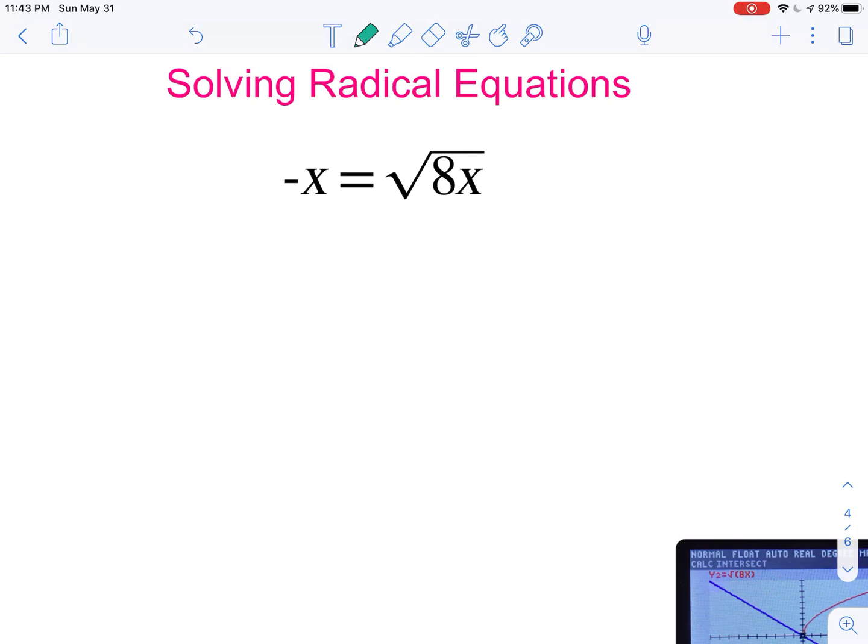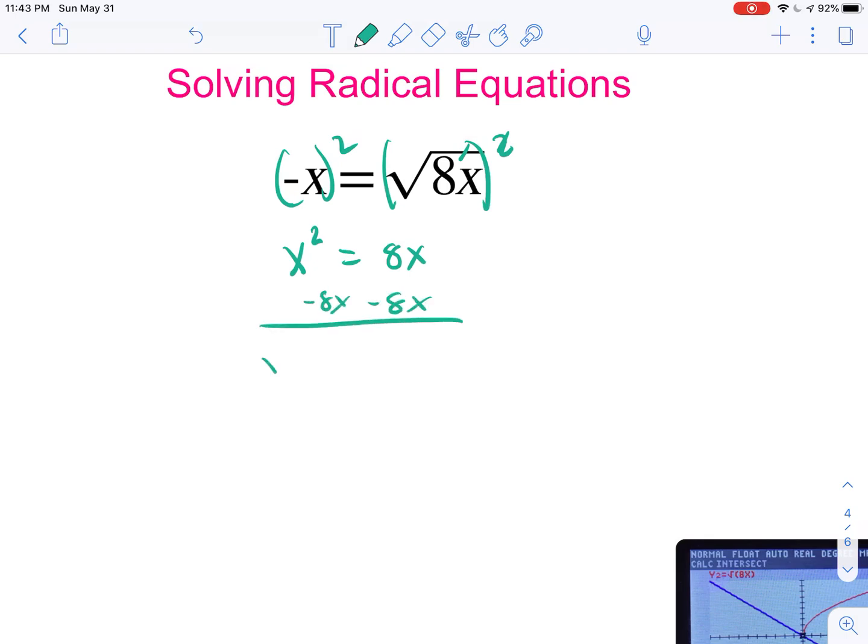So what do we need to do here? We need to isolate our radical. That's done for us, right? So we now square both sides. On this side, it cancels, leaving 8x by itself. On this side, negative x times negative x, well, the negatives cancel, and we're just left with x squared. So now, since I see it's a quadratic, I'm going to set it equal to 0 so that I have the opportunity to factor.